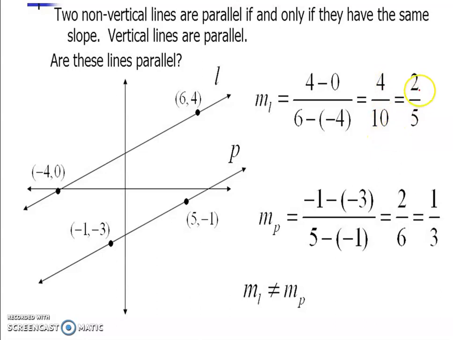4 upon 10, obviously 2 upon 5 is the final answer. Now ML is considered. Now we have to consider MP, because the line is denoted by the letter P. That's why we have to take MP.